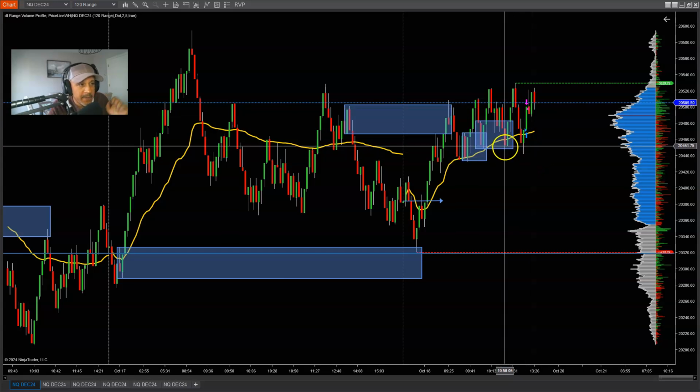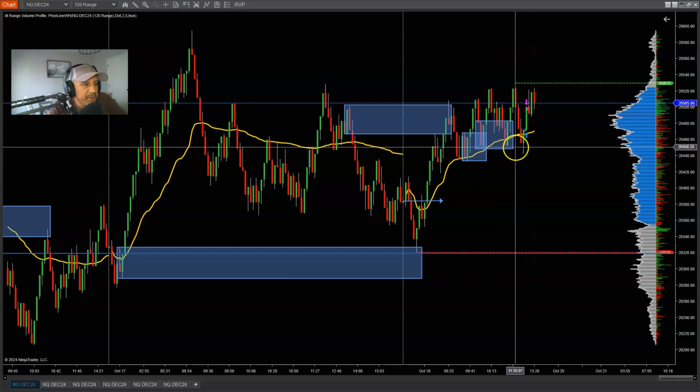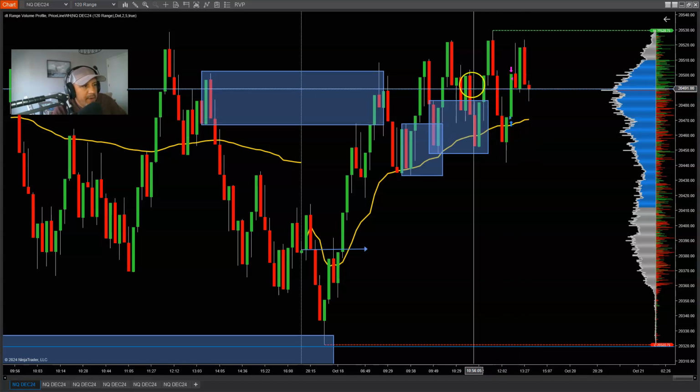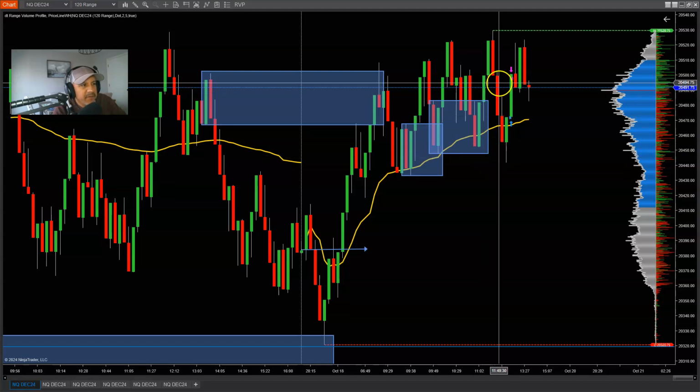So when I saw the market come down here and grab this area of liquidity, I was looking for the market at that point, because there was a gap right here. You can see it right here. Go back and fill that gap in the area.